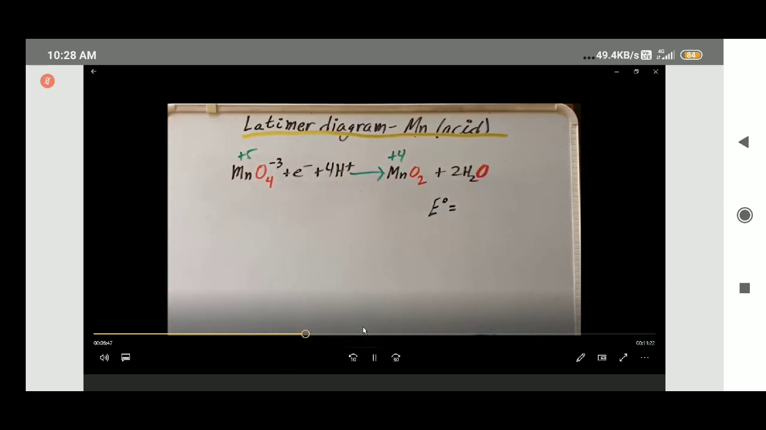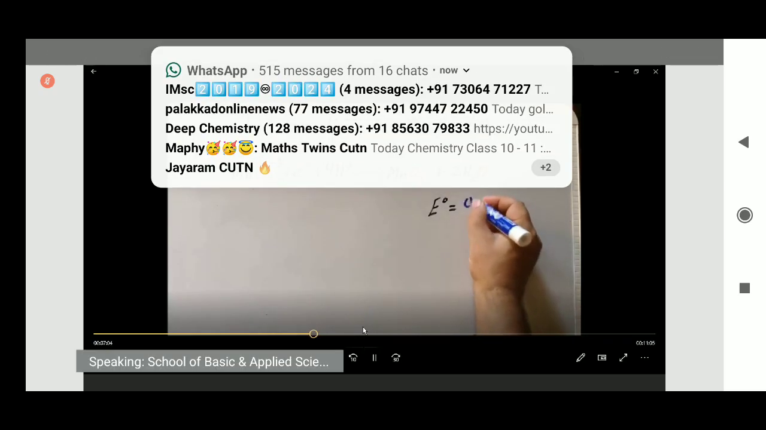Now to double check, let's look at the charge on the left-hand side: -3, -4... +4, that is equal to 0. The charge on the right-hand side is equal. So we have now successfully balanced this. Standard reduction potential is going to be 4.7.